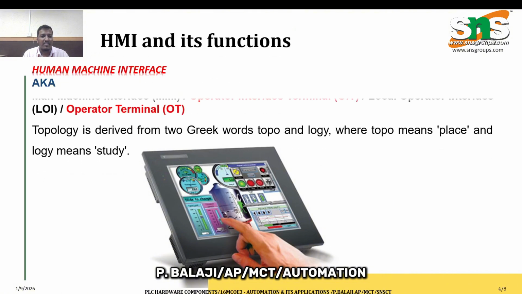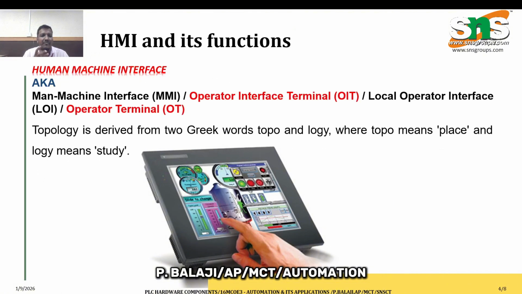So basically HMI. HMI is a human machine interface device, or we can also call it a man machine interface, operator interface terminal, and local operator interface. Those things we can call it in topology, derived from two Greek words, where it's used to place of study. So that can be used to know what HMI functions are available.